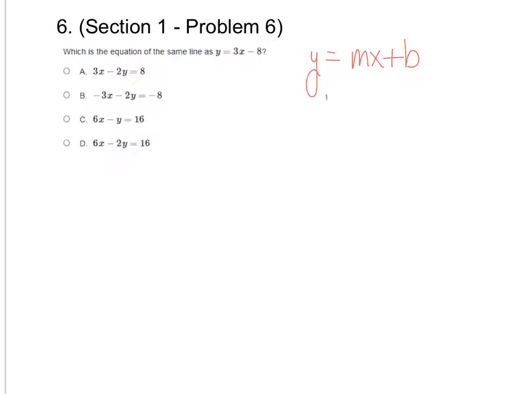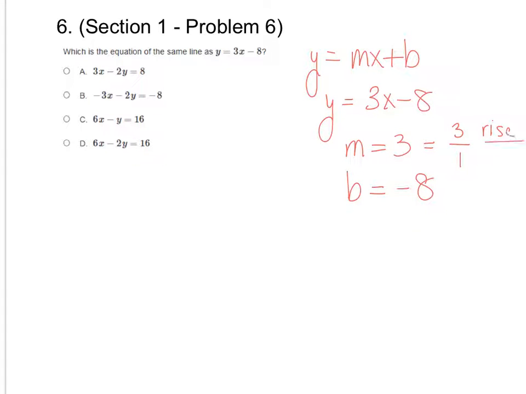So if I take my equation, y equals 3x minus 8, I can see that my slope is equal to 3 and my y-intercept is equal to negative 8. And the y-intercept, again, is where the graph is going to cross the y-axis. And slope, you could also write as 3 over 1, where 3 is your rise and 1 is your run.